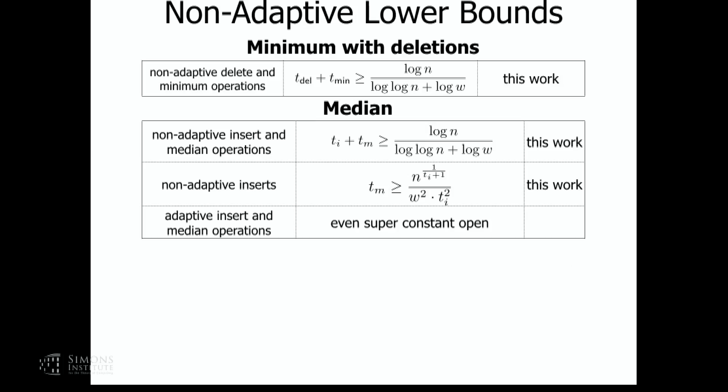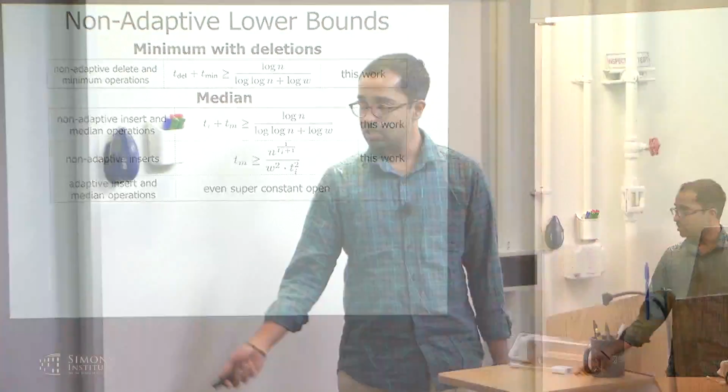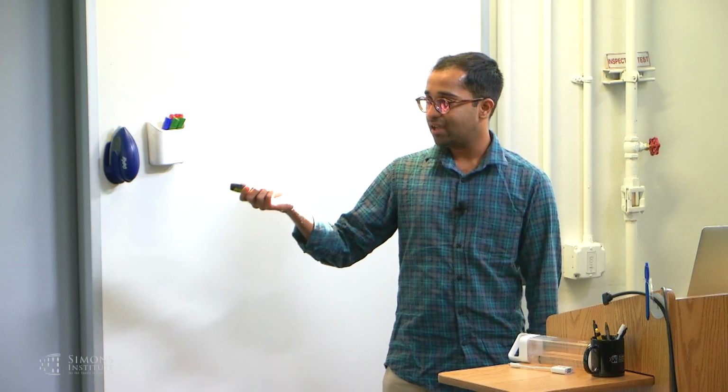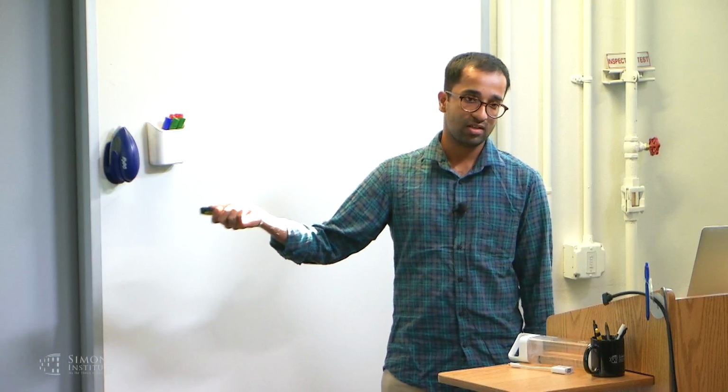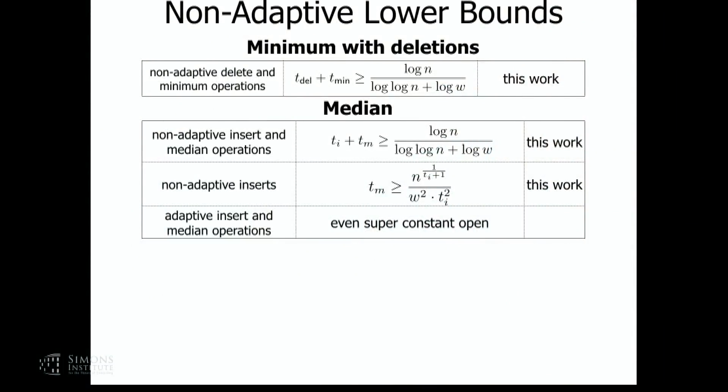For non-adaptive insertions, in fact, we prove something stronger. Assuming that only the insertions are non-adaptive, you can show that the time to compute the median is at least n to the power 1 over the time to perform the insertions. In the case when both operations are adaptive, it's actually open to prove even a super constant lower bound. But I have to also remark that I have worst case times in mind when I say this, because there are data structures that perform insertions and compute the median in amortized order one time.